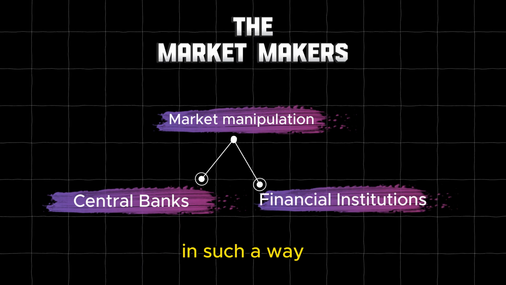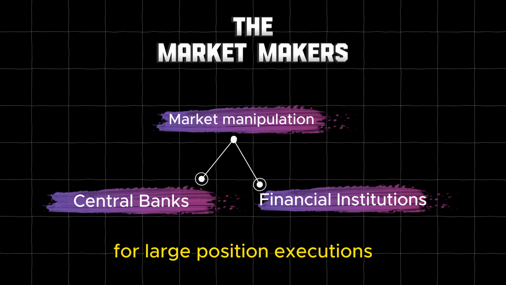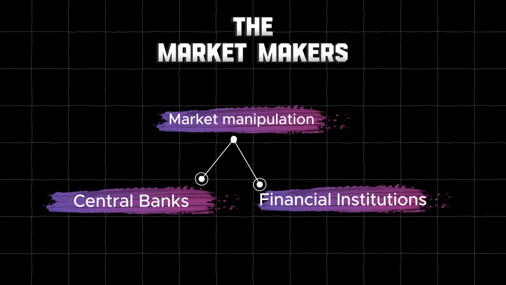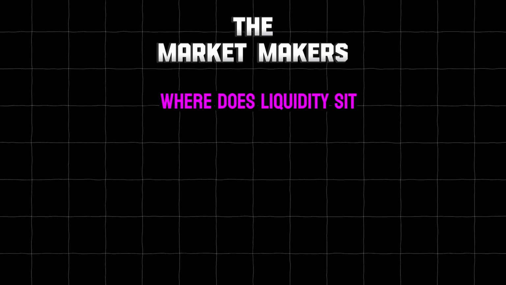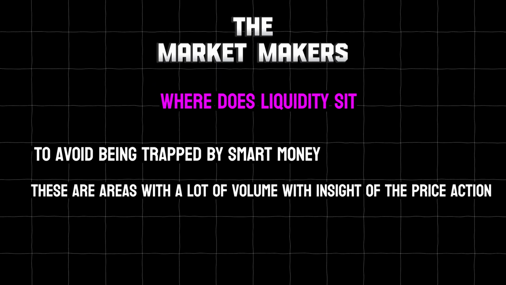It is regularly speculated that the market is manipulated by central banks and other large financial institutions, moving the market in such a way as to deceive traders into taking out their stop losses and using their liquidity for large position executions. It is crucial for us traders to understand where liquidity sits in order to avoid being trapped by traders that work for institutions. Knowing these areas of significant traded volume can provide insights into the market's price action and can prevent substantial losses.